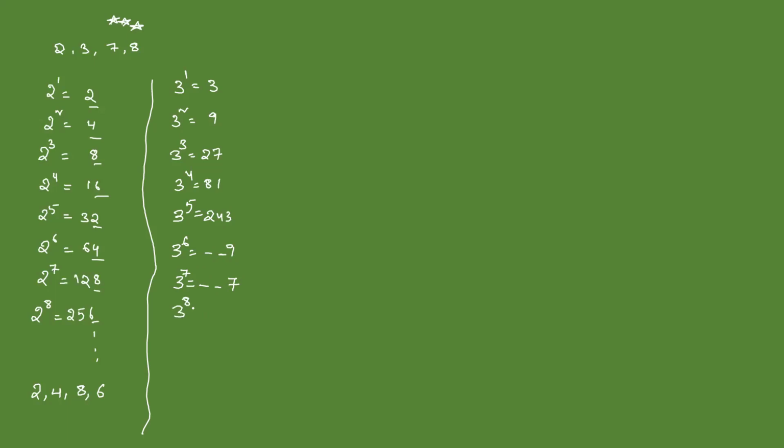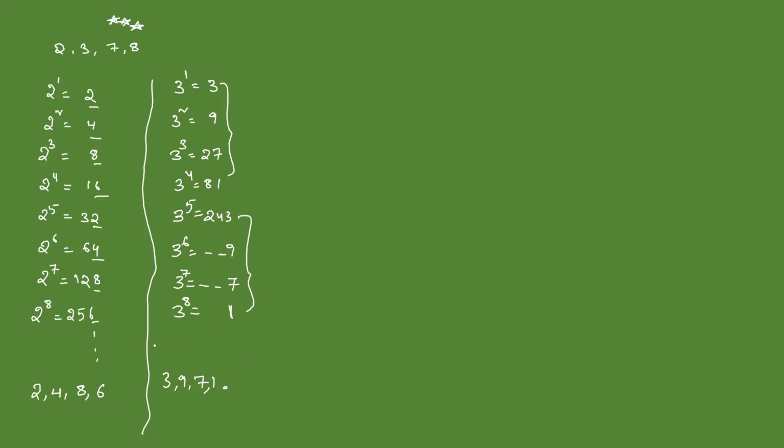Similarly, 3 power 8. I need to multiply this huge value with one more 3, right? If I multiply 7 with 3, what will I get? 1. If you observe here also the same thing, 3, 9, 7, 1 will be repeated. In this manner, the unit digit numbers will be repeated. So for 2, the repeating digits are 2, 4, 8, 6.